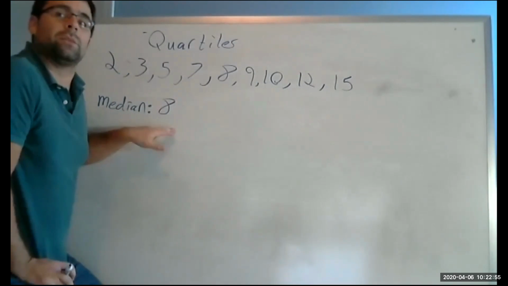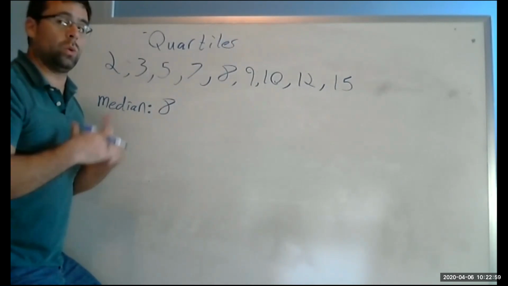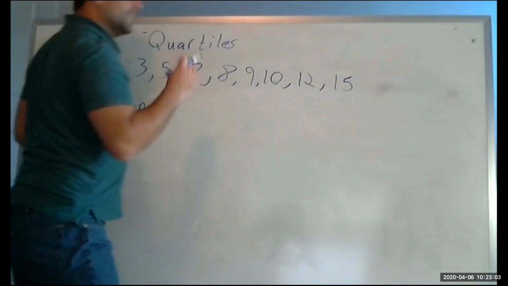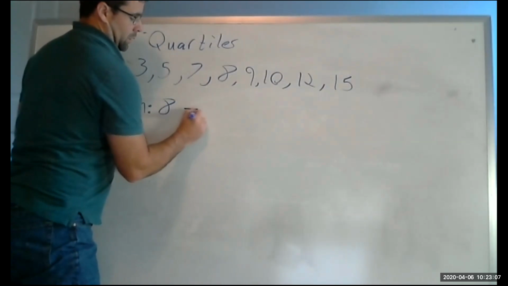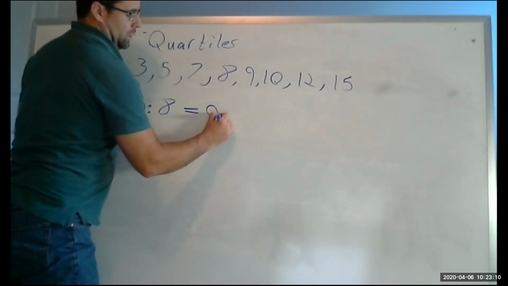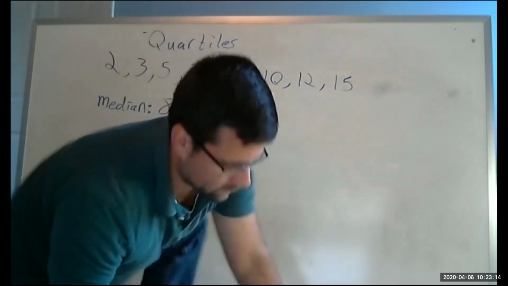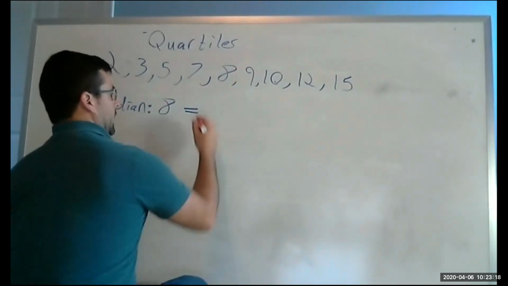So the median is just the middle number. Now remember, the median of the whole data set is what's called the second quartile, or Q2. Actually, let's do this in red.